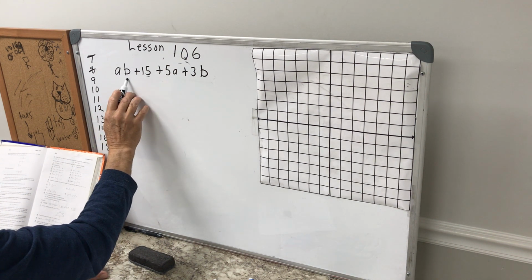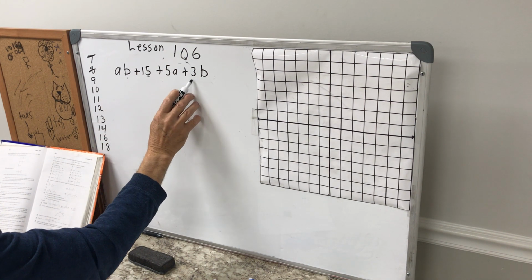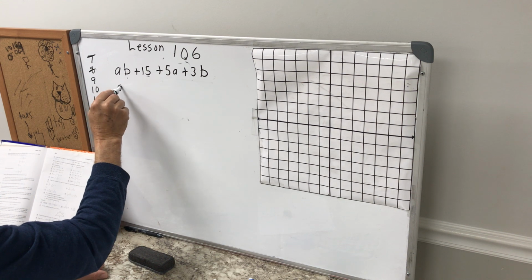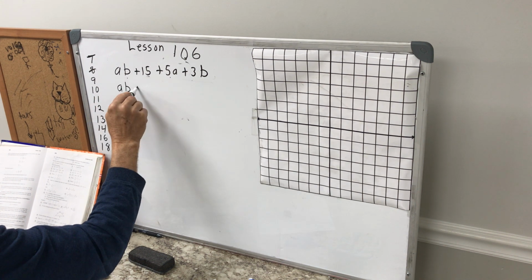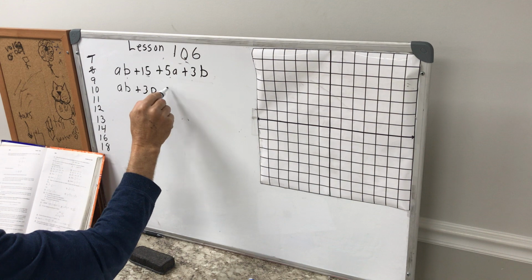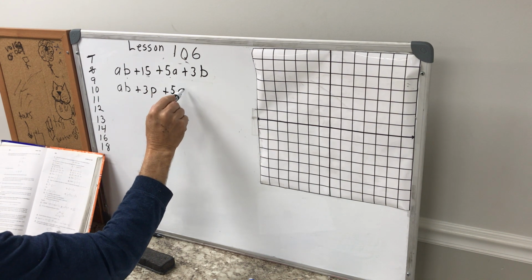We have an AB plus 3B. I'm going to take a chance. Sometimes you just have to take a chance and see how it works out. AB plus 3B, and then I'm going to have a positive 5A plus 15.